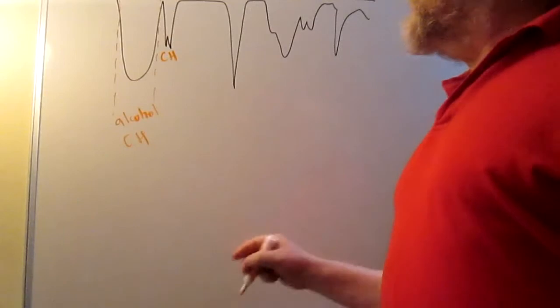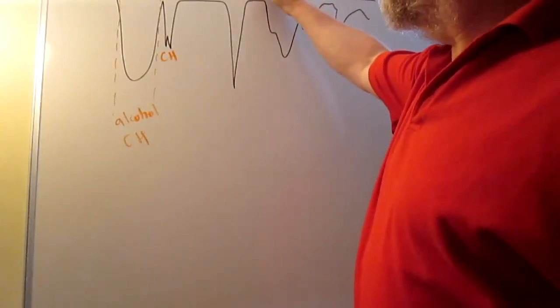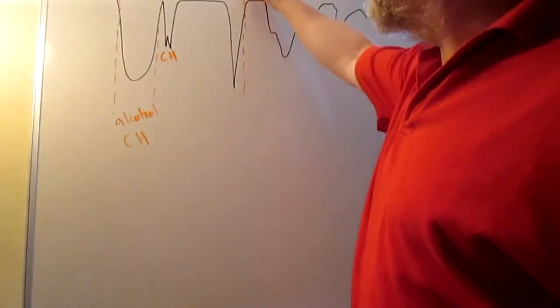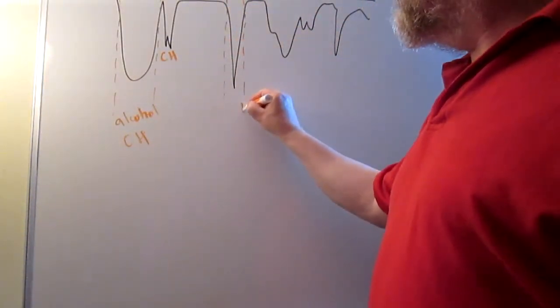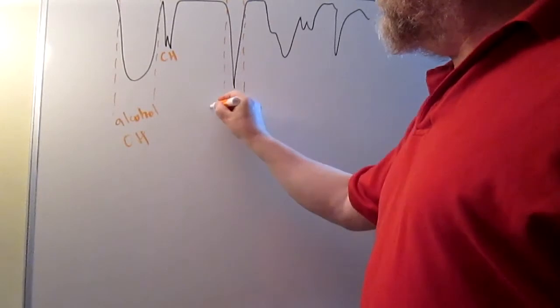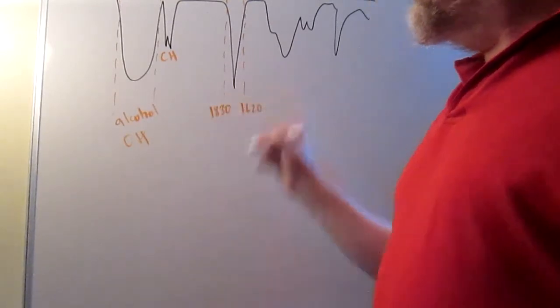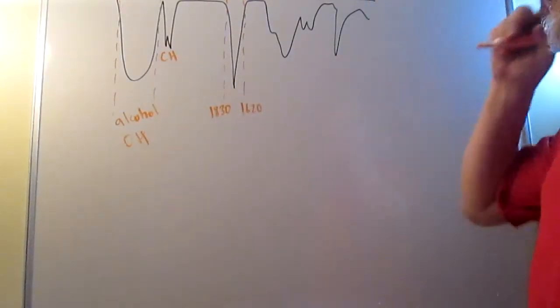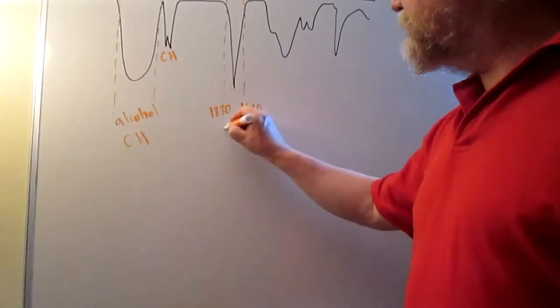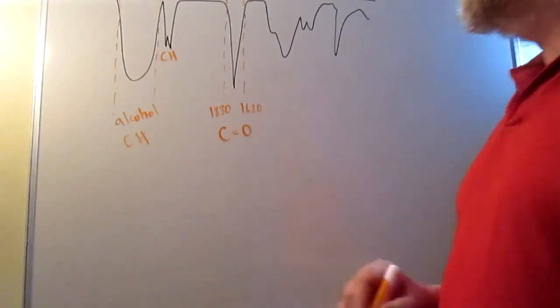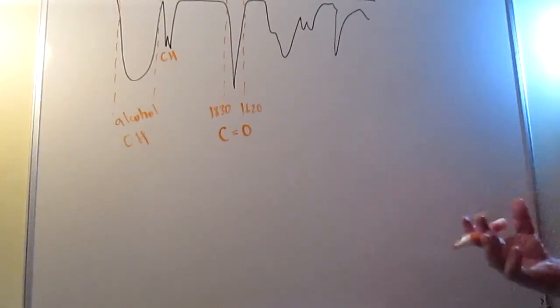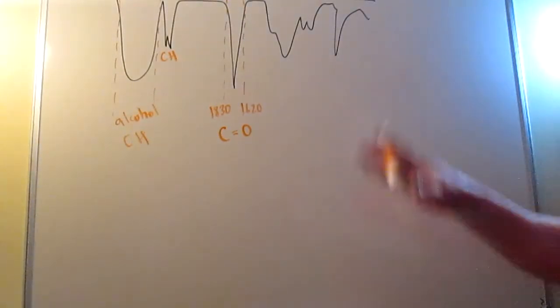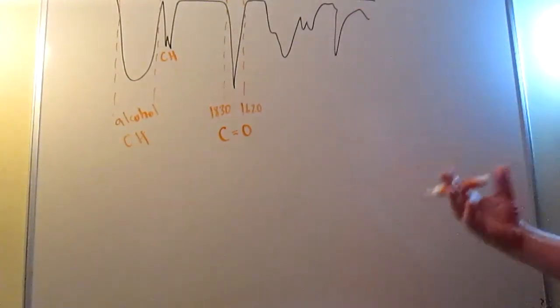But this is unmistakably a C double bond O. So again, registering the limits of the peak with your data sheet, you can see it corresponds more or less to this 1620 to 1830, which is what your data sheet tells you are the limits for a carbonyl peak. So we know we've got C double bond O. And there are a couple of other peaks you might look for. We'll see those in some later questions. But as far as this spectrum goes, that's all you can get.